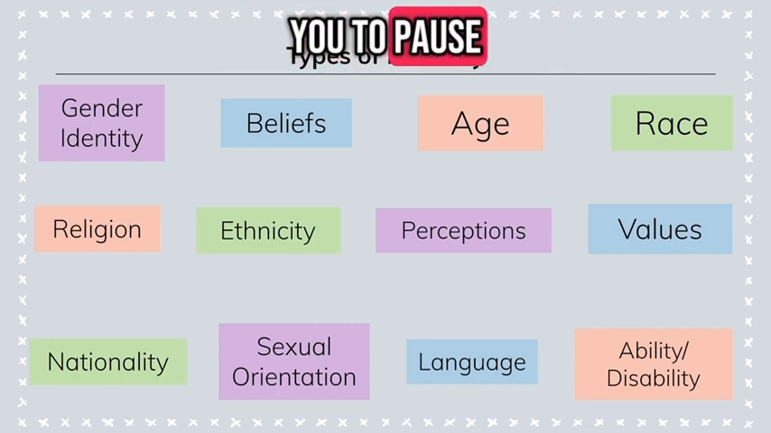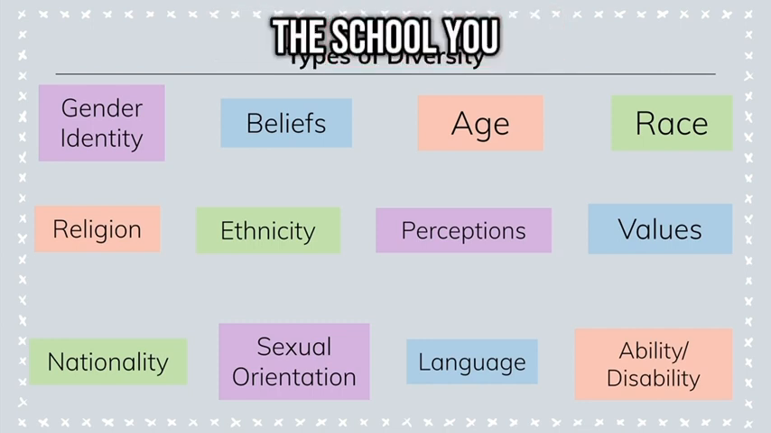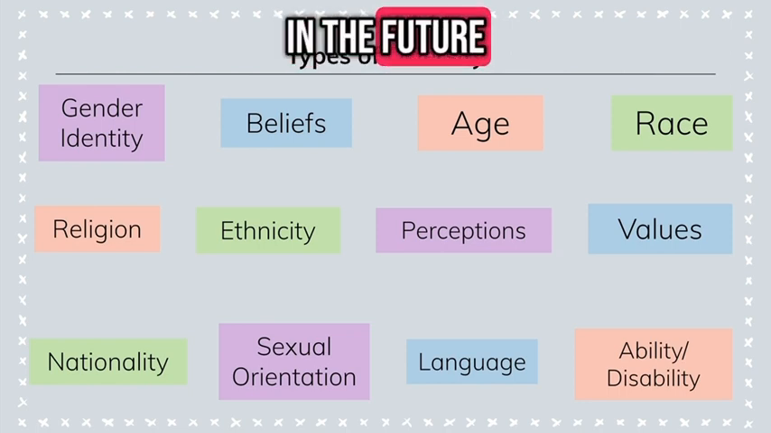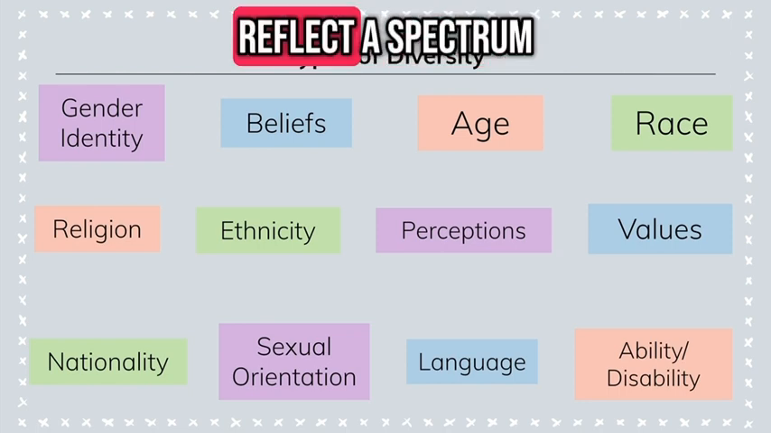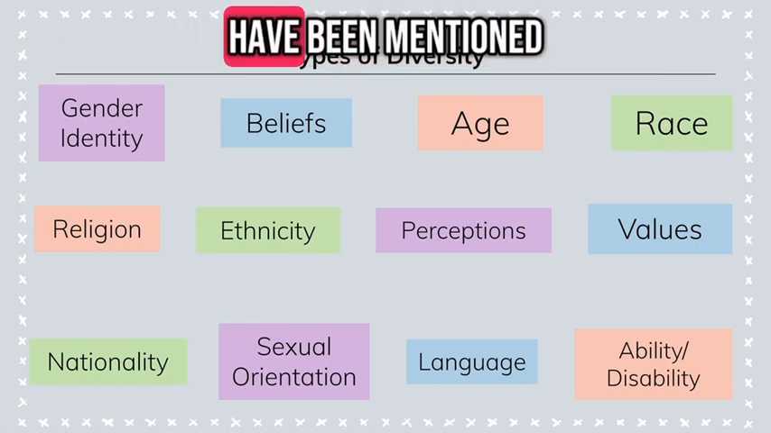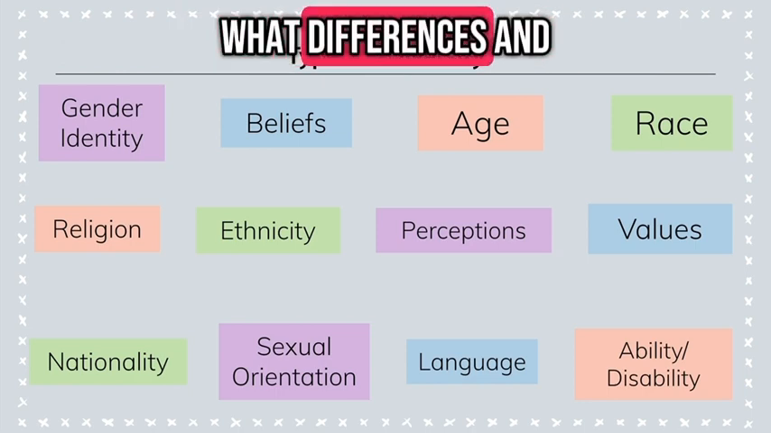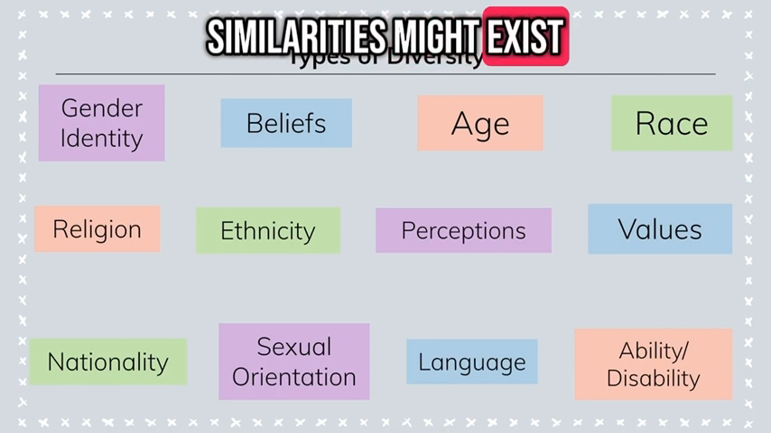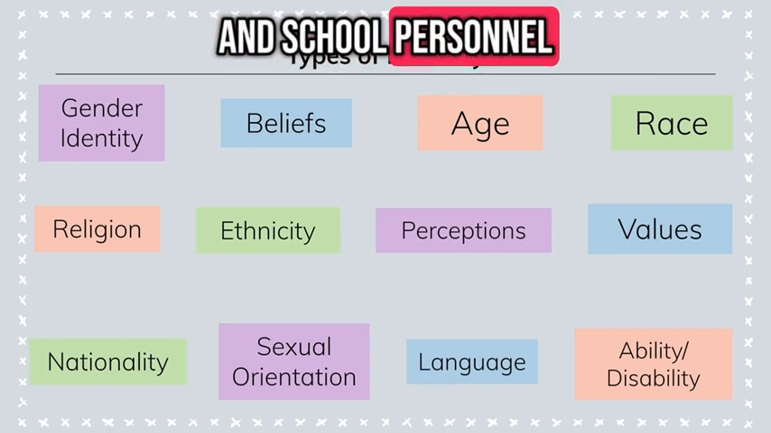Now, I want you to pause and take time to think about the school you might work at in the future. How will the staff and students reflect a spectrum of diversity that might include each of the diversity categories that have been mentioned? What differences and similarities might exist between the students and school personnel for each of the diversity categories?